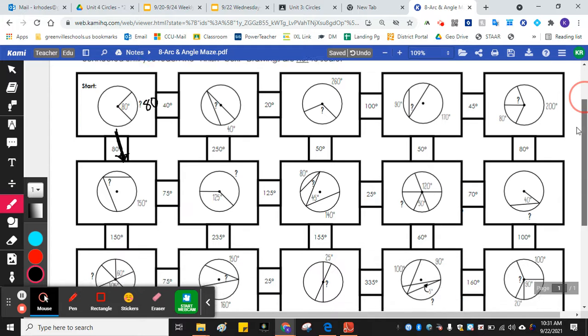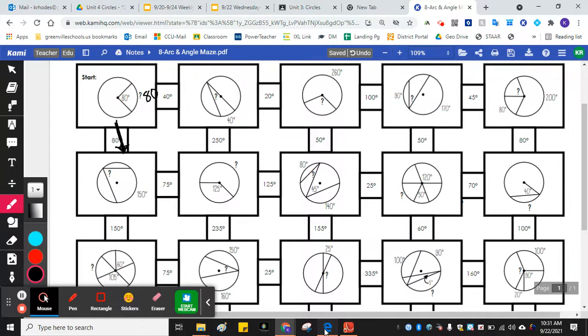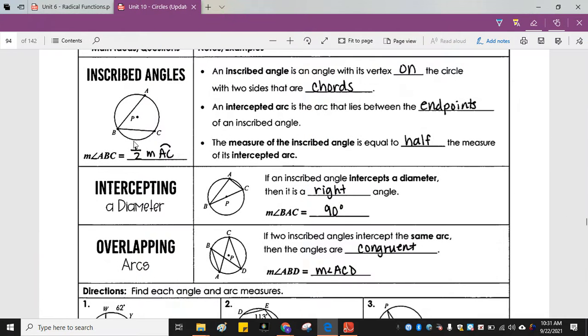But remember, with inscribed angles from your notes, your angle equals 1/2 your arc. So if my arc was 80, your angle is half of that, 40. So 1/2 times 80 would be 40.